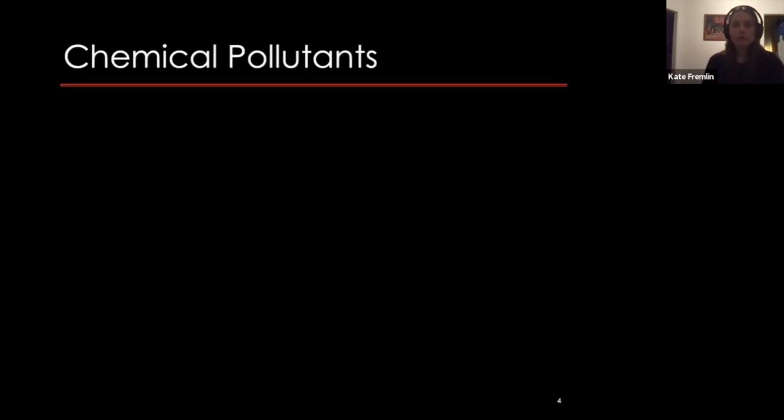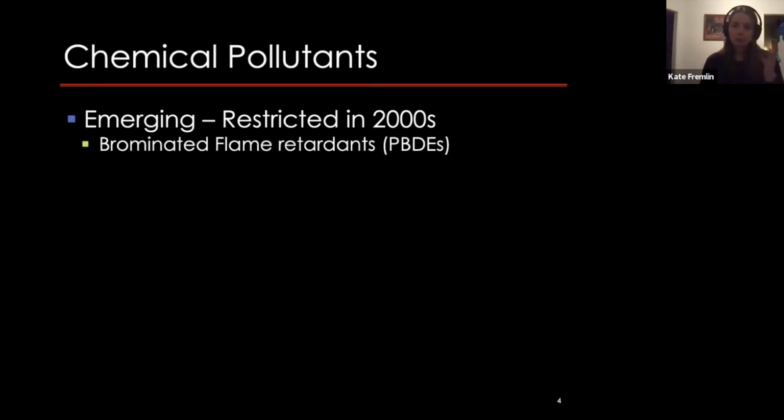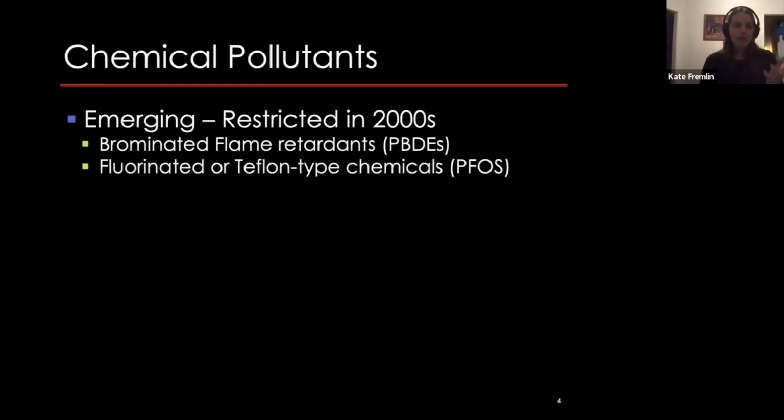So a couple other chemical pollutants that I'll be showing you tonight include the chemicals known as emerging. And this simply means that we didn't really start detecting them in samples until the 2000s, versus the legacy ones were detected in, say, the 40s and 50s very, very easily. So these include our brominated flame retardants. These are chemicals that have bromine atoms attached to them rather than chlorine, like our PCBs and pesticides. And I'm also going to be talking about our fluorinated or Teflon type chemicals, like on our Teflon pans.